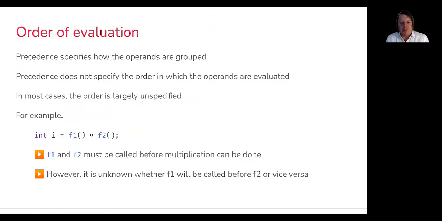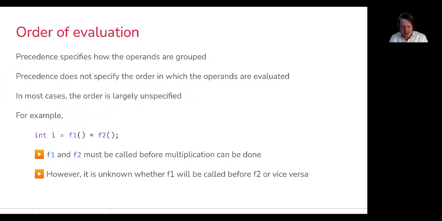Now here's the kind of strange one, because this is left up to the implementation to define. So precedence is going to specify how the operands are grouped together. It does not specify the order in which the operands are evaluated. In most cases, the order is largely unspecified.